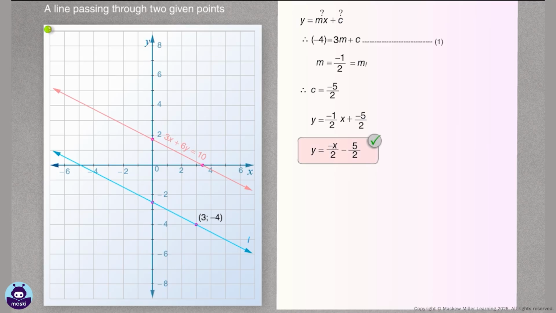Thus the equation of a line passing through a given point x1, y1 and parallel to another line can be found.